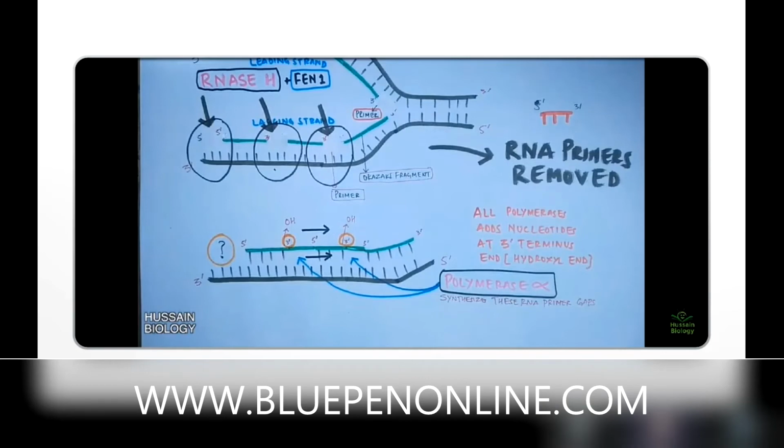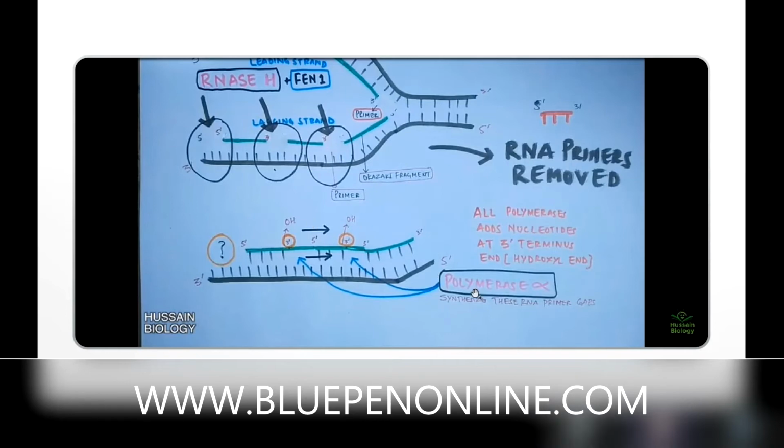Last primer is removed. In this area, we cannot fill that gap with DNA polymerase because of this 5 prime group. We need a 3 prime OH group. Only then can we fill the gap with deoxyribonucleotides. All polymerases add nucleotides at the 3' terminus, the hydroxyl end. Which polymerase? Polymerase alpha.